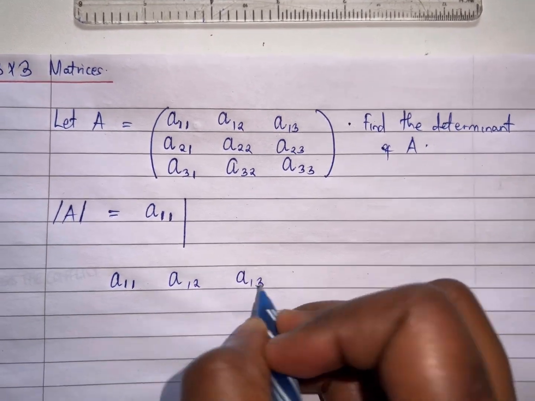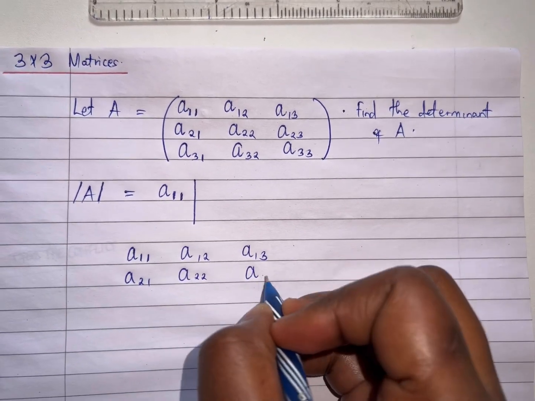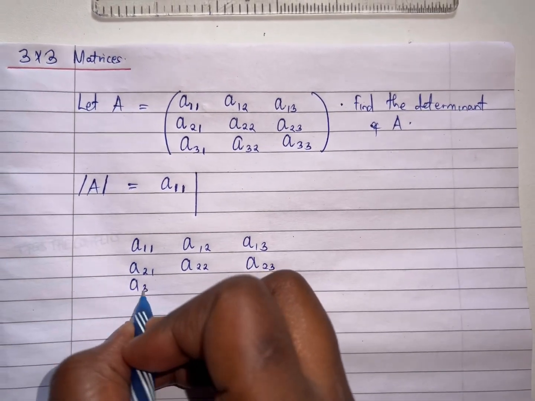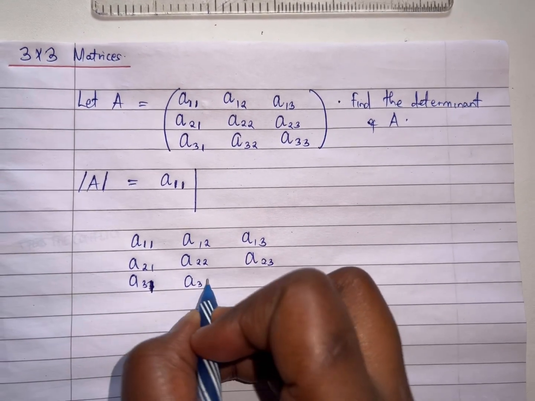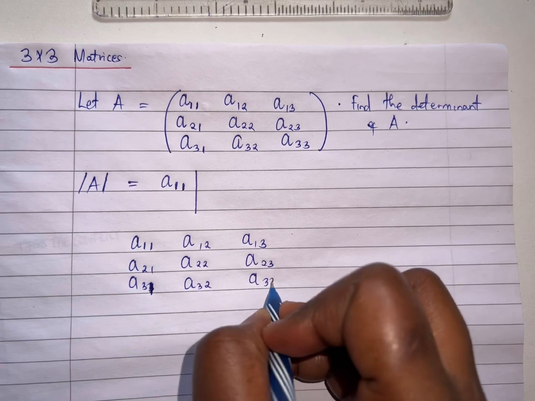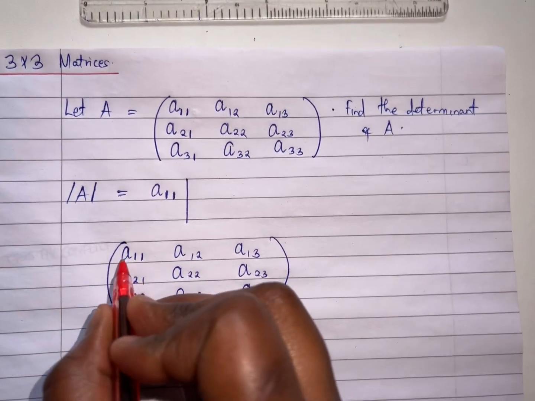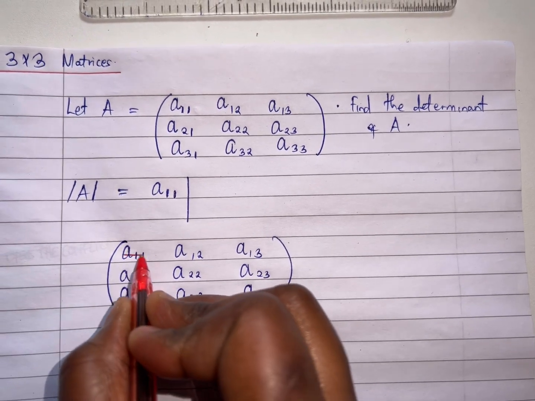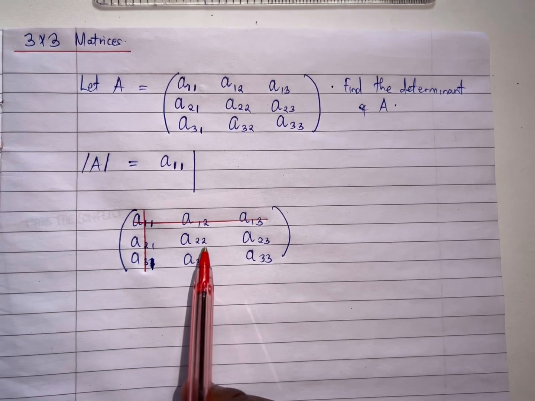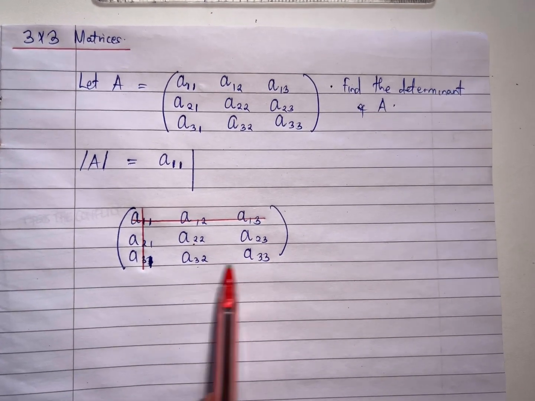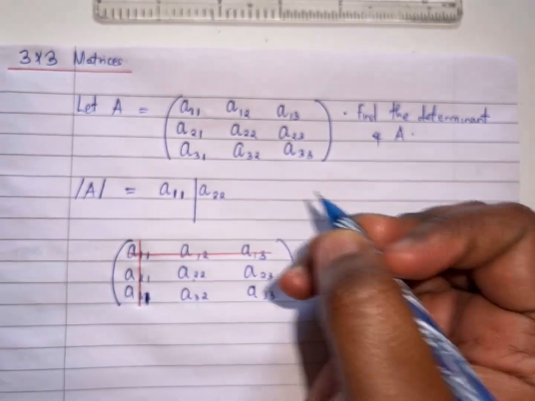A11, A12, A13, A21, A22, A23, A31, sorry, A32, A33. So what you're going to do, where A11 is, cancel that row and the column where A11 is, and we're going to remain with these 4 values: A22, A23, A32, and A33. So that's what we're going to write there.